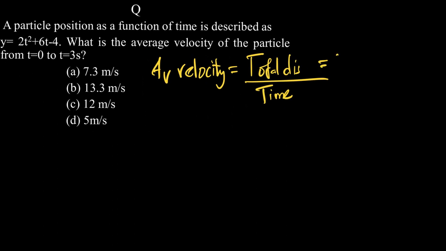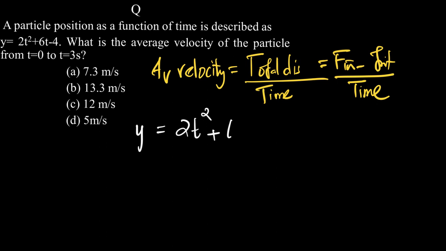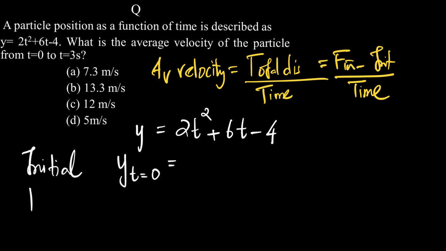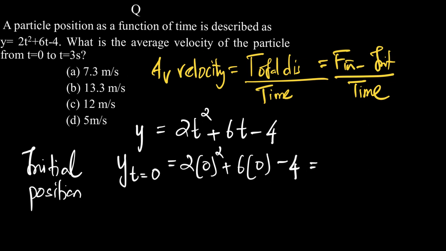Now, what is total displacement? I would say the final position minus the initial position, by the time taken. Now, what is the given position? The position is given as y is equal to 2t square plus 6t minus 4. Now, what would be y at t is equal to 0? Or rather, what would be the initial position? The initial position would be y at t is equal to 0, that is basically equal to 2 into 0 square plus 6 into 0 minus 4, which is equal to minus 4, right?